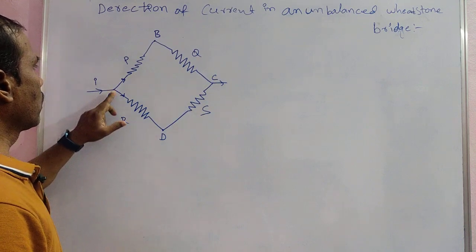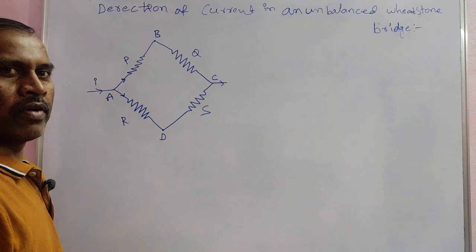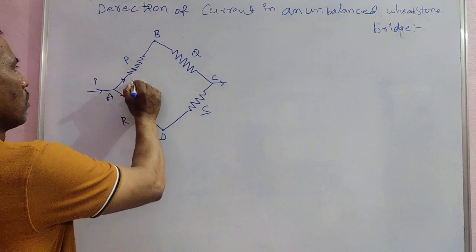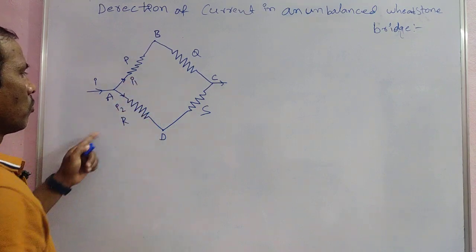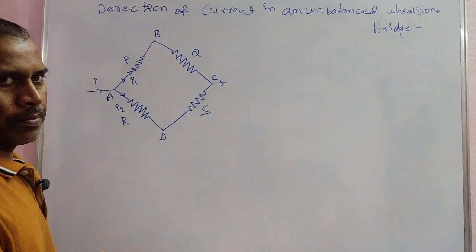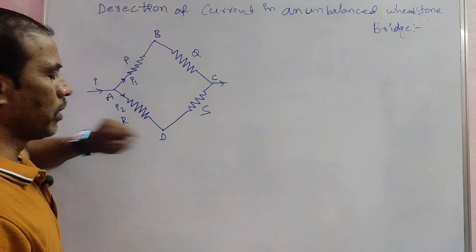The current entering at junction A divides into two parts. One is I1, for example, and another is I2. I2 passes through R, and I1 passes through P. Now find out the potential difference between B and D.